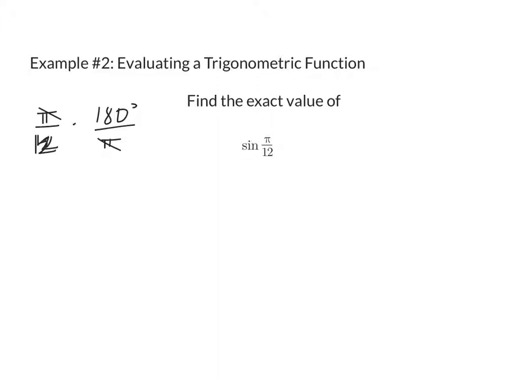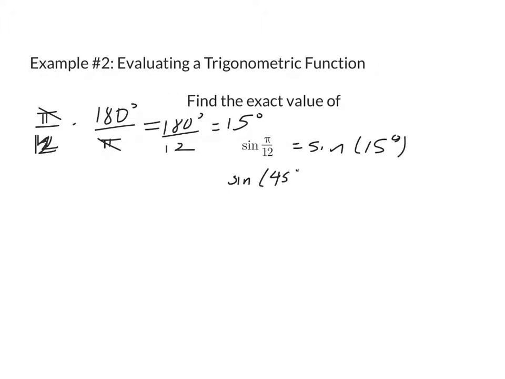So the pi's will cancel. That'll leave us with 180 degrees over 12. If you reduce that, you will get 15 degrees. So essentially we're talking about sine of 15 degrees. Now that's a little bit easier to work with because, knowing that relationship with 30 and 45, 45 minus 30 will give you 15 degrees. So this is sine of 45 degrees minus 30 degrees.